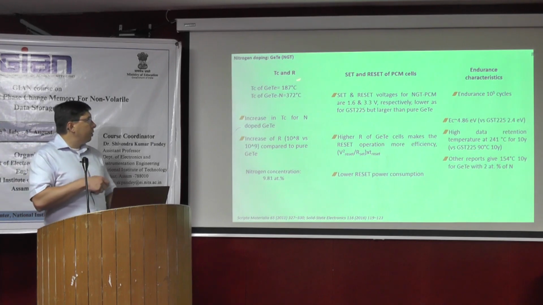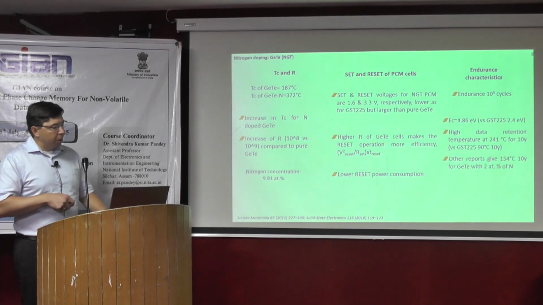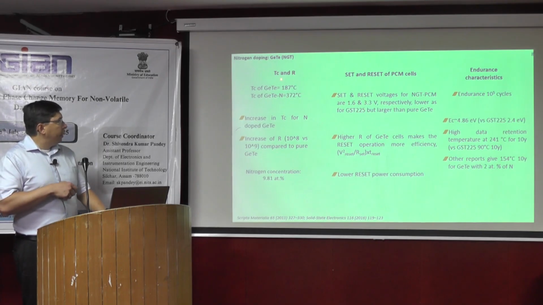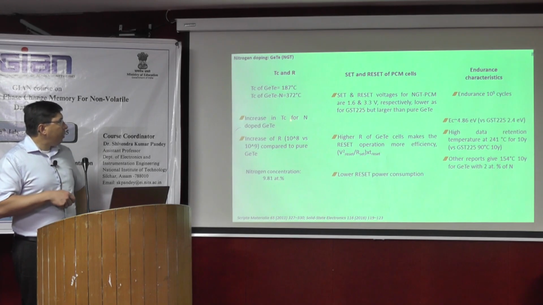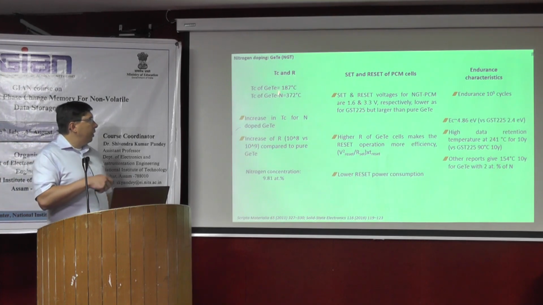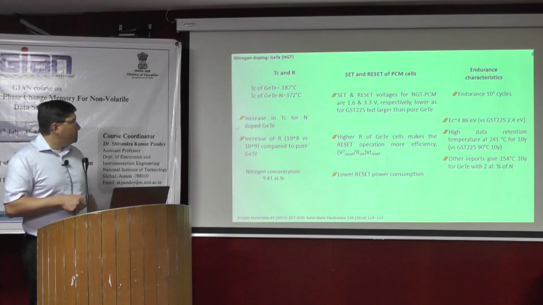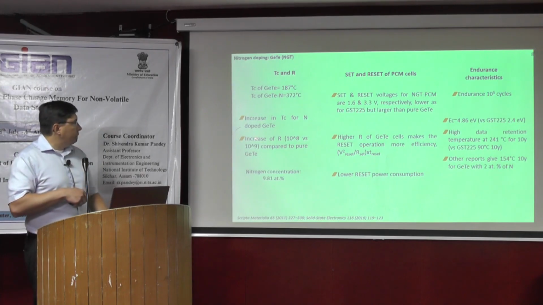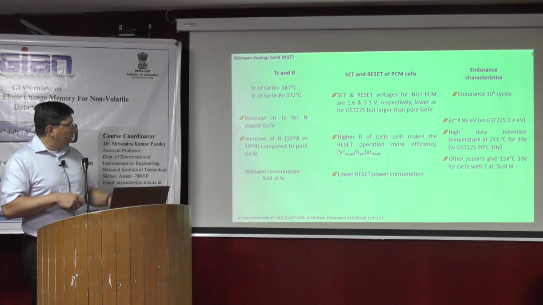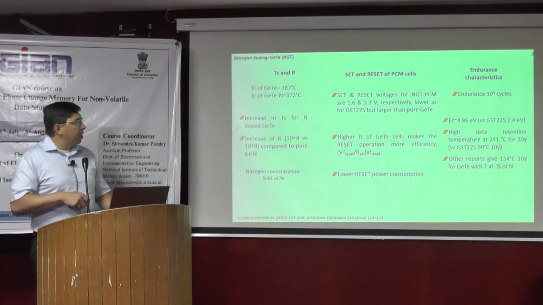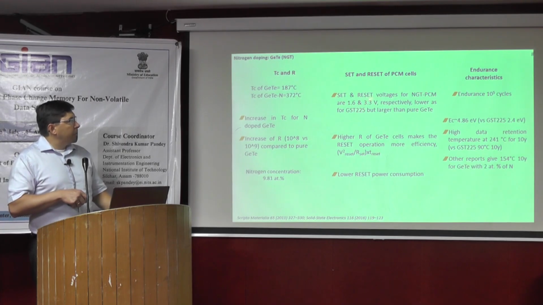It also increases TC, the crystallization temperature, and also resistance. So the increase of TC is also very huge, almost 98 degrees C. This is for pure, this is for nitrogen doped. And the increase of resistance is around 1 order of magnitude for this nitrogen concentration of around 10%.